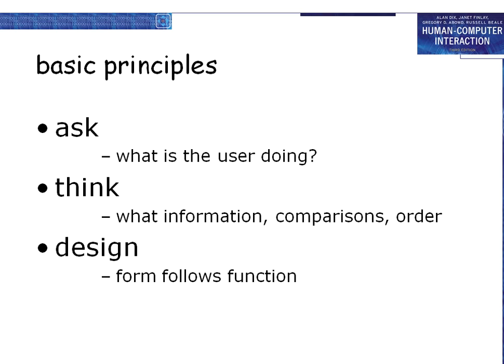The first is basic principle. What is the basic principle to make the interaction? The first thing we must ask is, what is the user doing? What does the user do for the interaction? And the second is we must think. What must we think? We need to know what the information is, the comparison, order or something. And the third is design.